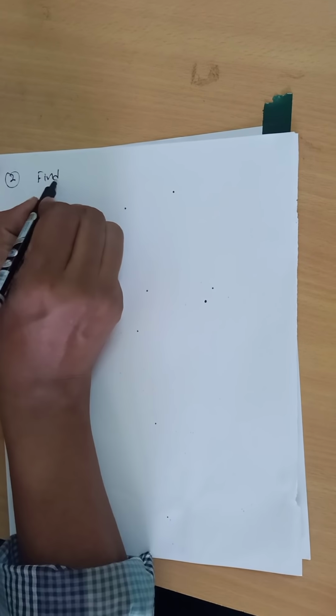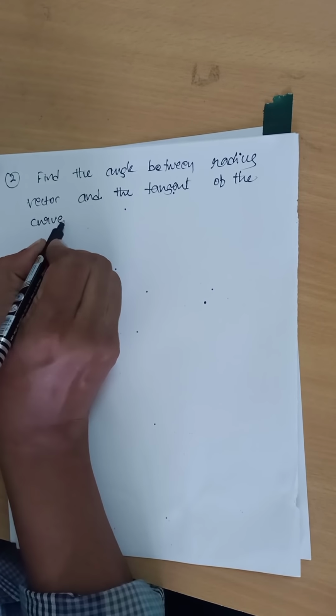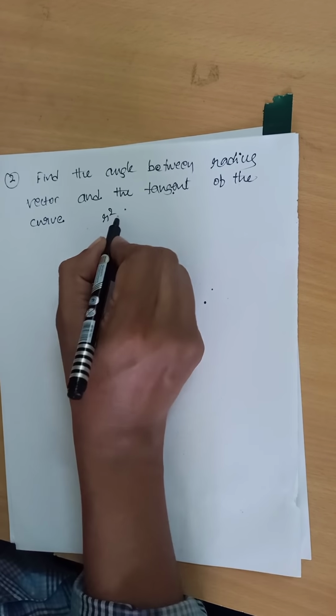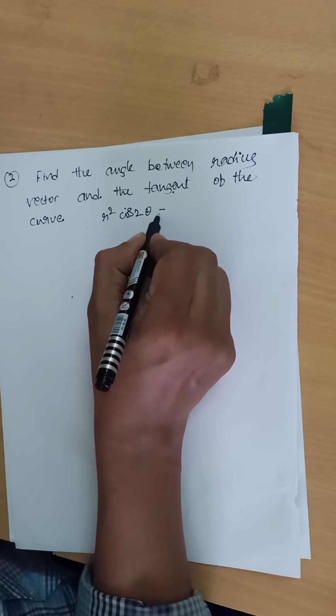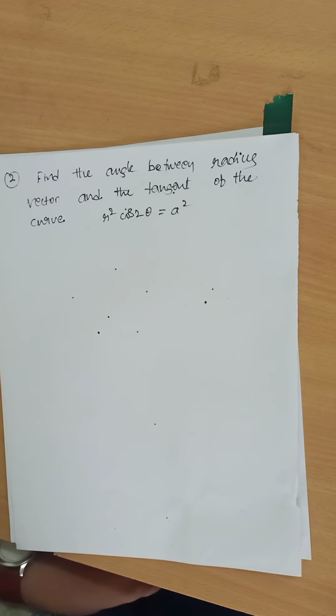Next problem. Find the angle between the radius vector and the tangent of the polar curve r square cos 2 theta equal to a square. Write down the question and you just try this problem. I will give the time.